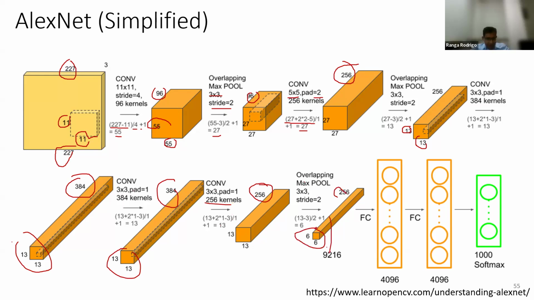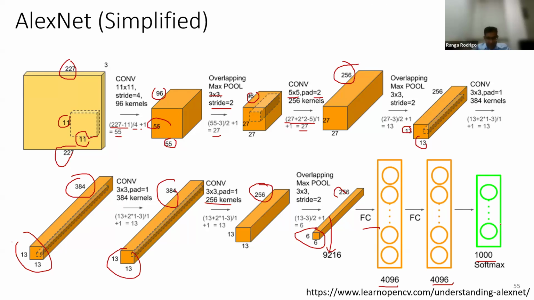That is equal to 9216. Fully connected to 4096, fully connected to 4096, and fully connected to 1000, and then softmax. Softmax means just raising each number to e to the power and dividing by the sum of all these e to the powers, so that you get a probabilistic interpretation of those 1000 numbers that you get.